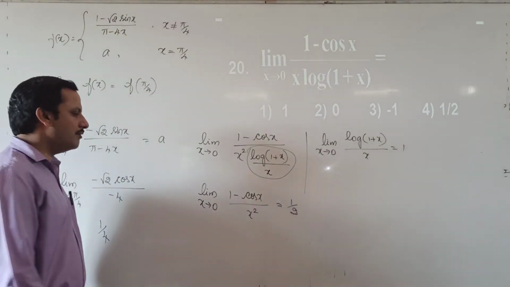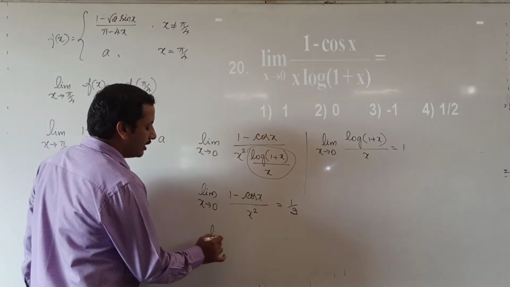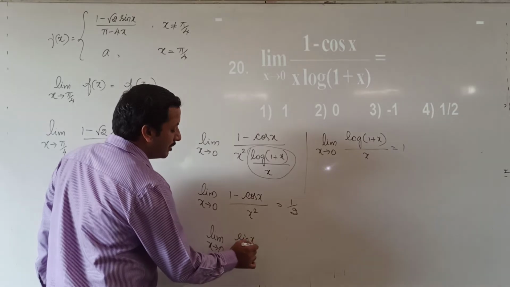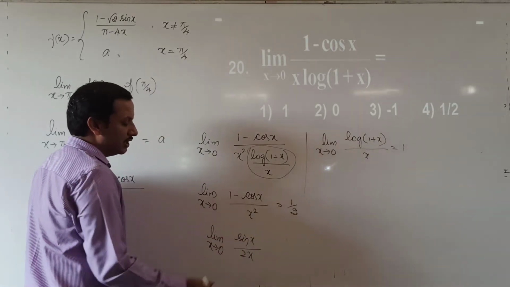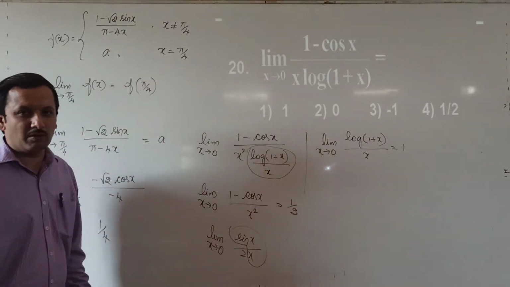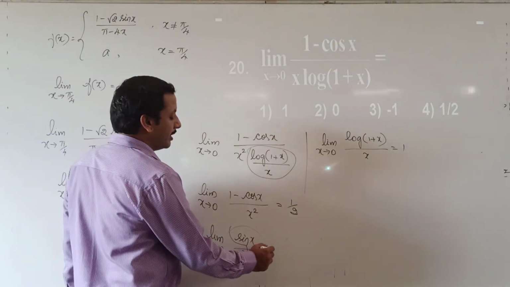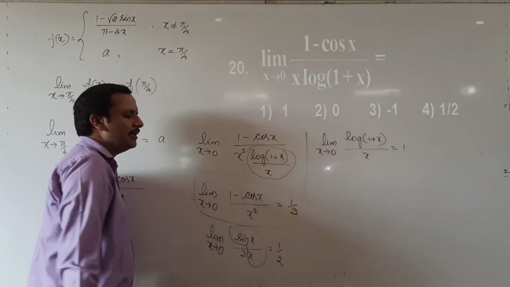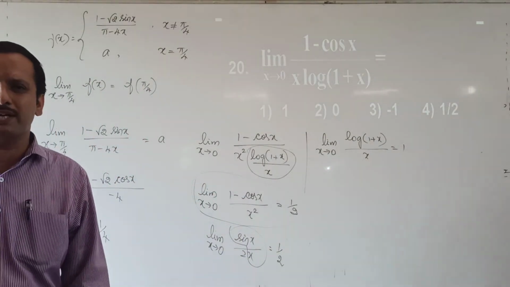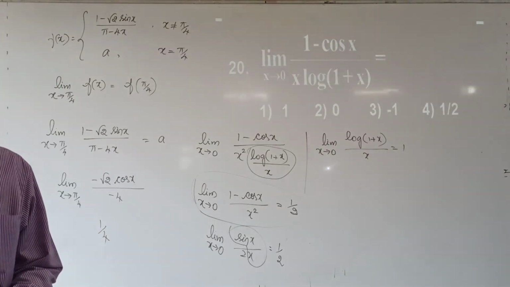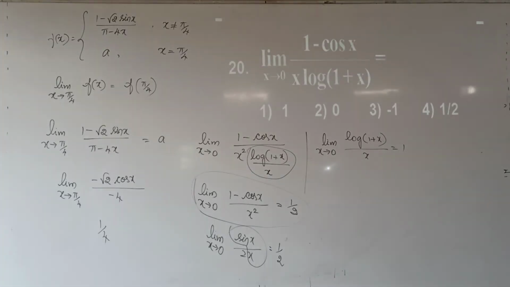Okay? If you know, well and good. If you don't know, not an issue. You use L'Hospital's rule, it will become sin x by 2x when I differentiate it. This is what I get. And as x approaches 0, sin x by x is equal to 1. So the answer is 1 by 2. In this way also you get the right answer. Or else I advise you to remember this formula, limit x tends to 0, 1 minus cos x by x square equal to 1 by 2. So 1 by 2 is the answer, which is the fourth option.